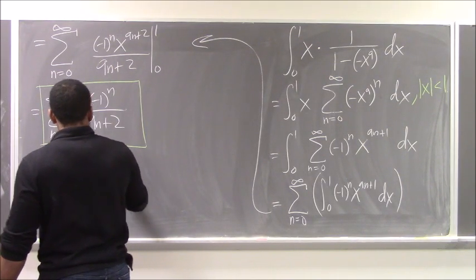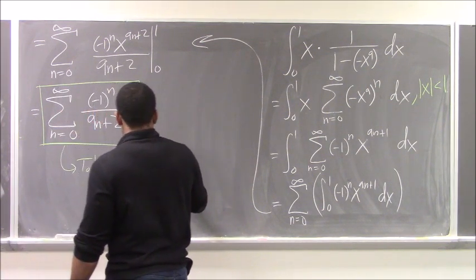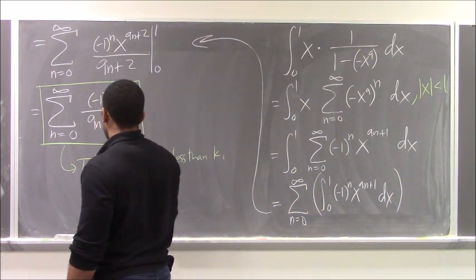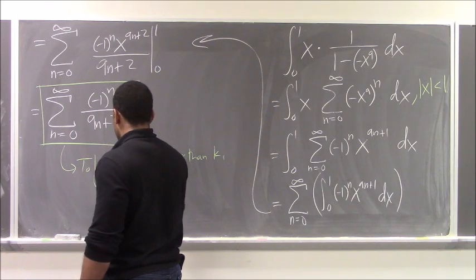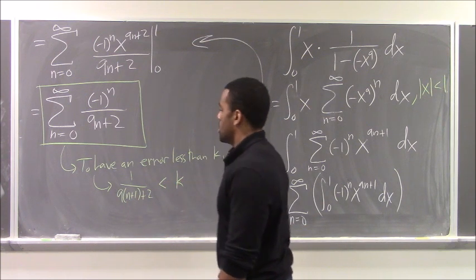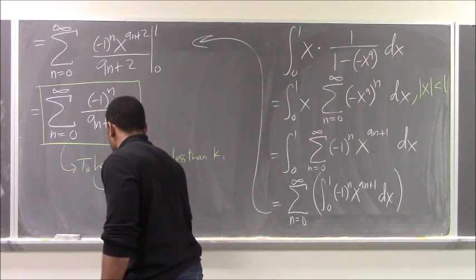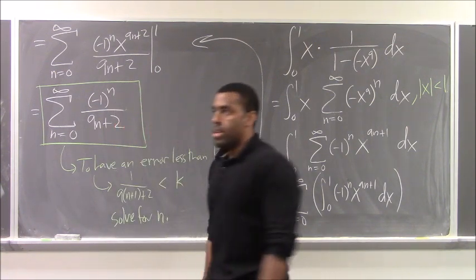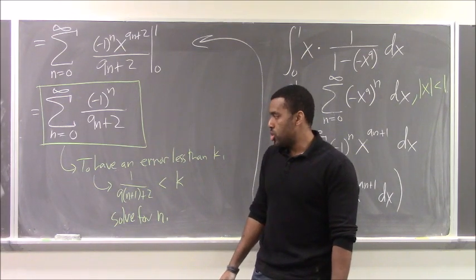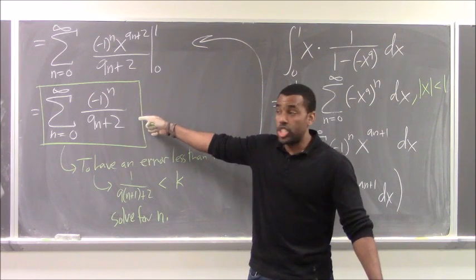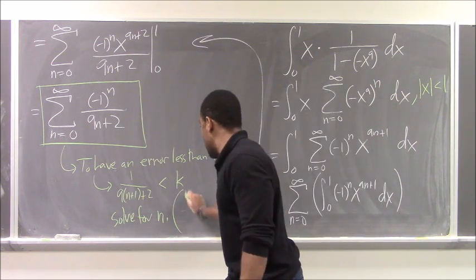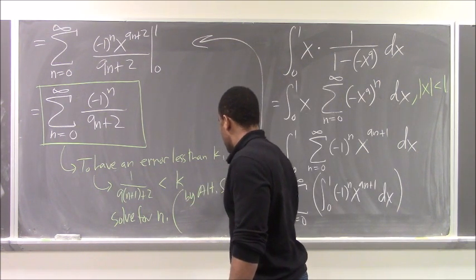so to have an error less than k, all I need to do is just set up that 1 over 9 times, remember the n plus first term, I want to be less than k, and solve for n. Then you just have your computer add up that many terms of the series, and you will actually have this guy as an answer correct to any number of decimal places you want, which can be described by k. This works by the alternating series approximation theorem.